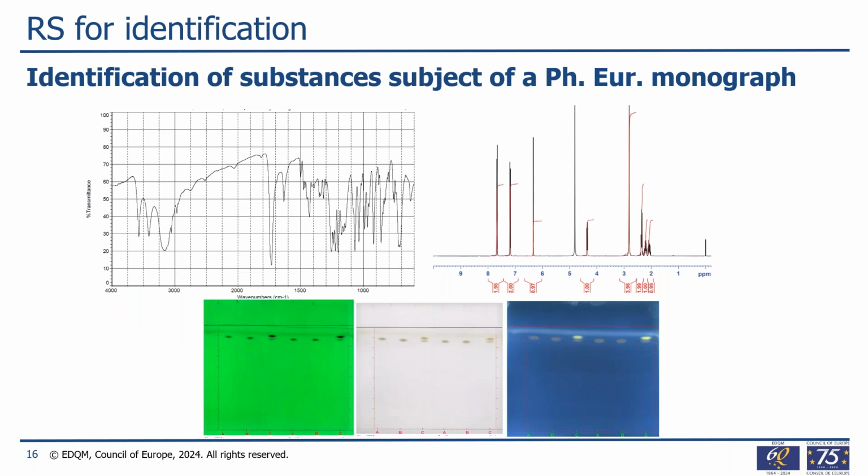They are used for identification of substances subject of a monograph, and they're mostly used in combination with infrared, NMR, or TLC, where the concept is really very simple. The user needs to prepare a spectrum, for instance, based on the substance to be examined and a spectrum of the reference standard, and then can simply compare the two. So no difficult interpretation of the infrared spectrum or the NMR spectrum is needed. A simple comparison suffices.